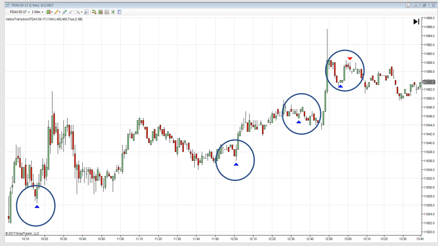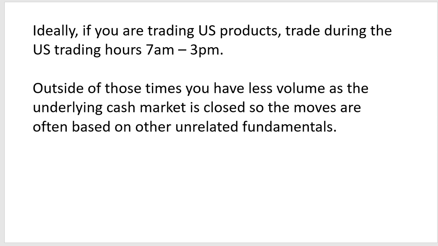But again, for U.S. products, it's ideal to trade them during the U.S. hours. The DAX, there's a lot of arb going on between the DAX and the E-minis. But again, for most contracts outside of those times, you have less volume as the underlying cash markets close. So the moves are based on other unrelated fundamentals. As you can see, those DAX trades, the market is really following what the S&Ps are doing at that time.